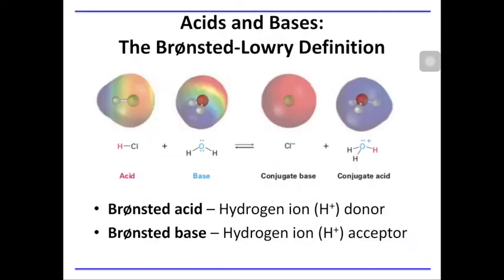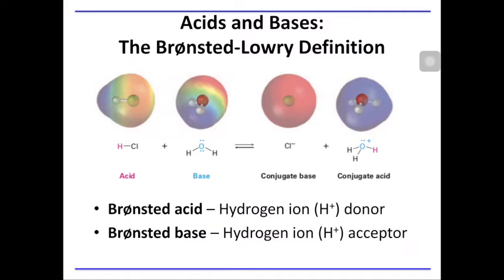Let's talk about acids and bases. In general chemistry, you were taught about the different definitions of acids and bases. We have Arrhenius acids and bases, the Bronsted-Lowry definition, and finally the Lewis definition. In the context of organic chemistry, we are more concerned about the Bronsted-Lowry definition.